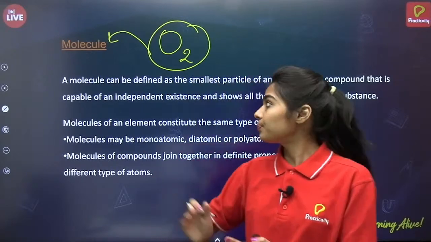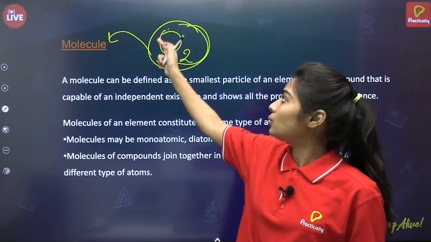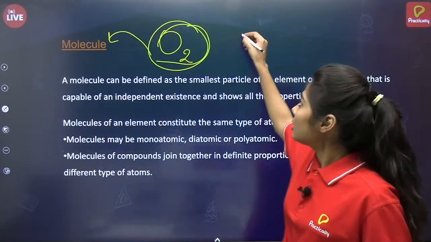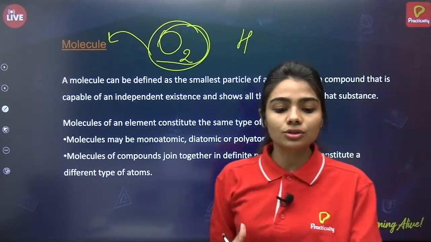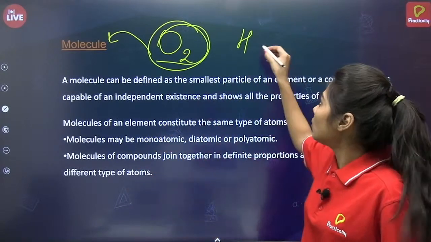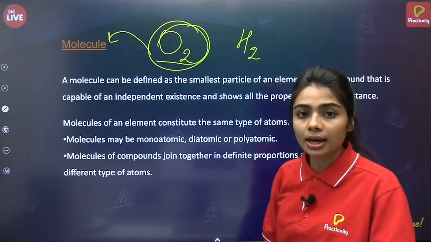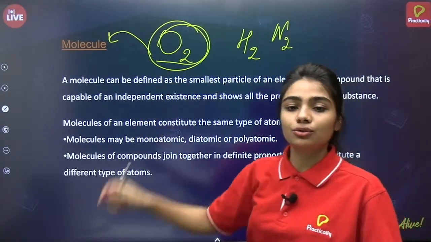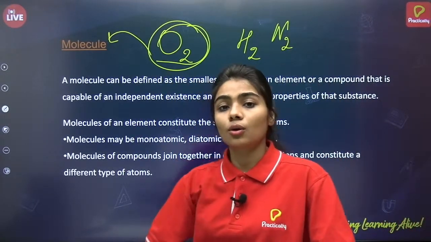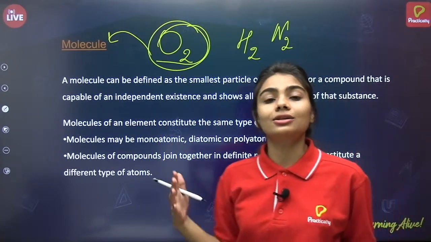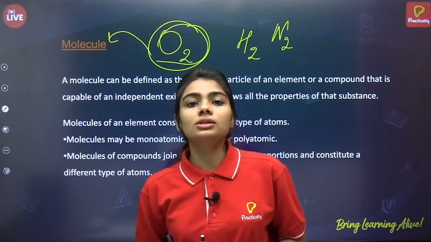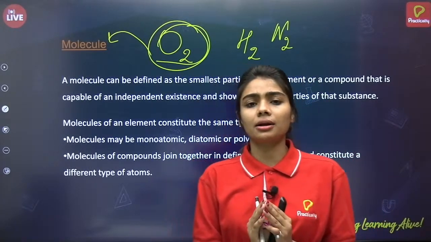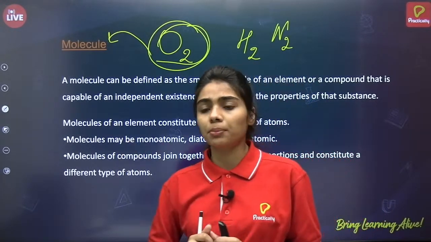But this O2, or I can say a molecule, can exist alone. Like hydrogen, you always find in the form of H2. For nitrogen, you will find it in the form of N2. Oxygen, you will find in the form of O2. So what are these? These are molecules. So molecules are formed by combining the same or different atoms, and they give rise to that particular molecule.